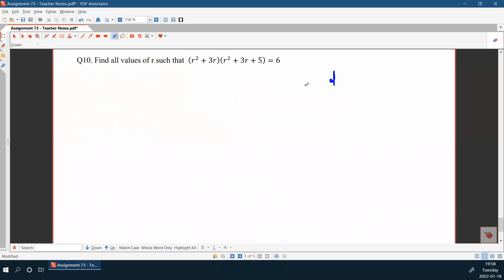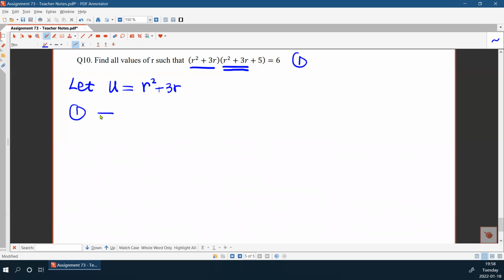Okay, so probably that will not work, right? And let's dig deeper into this problem. As we can see here, we have r squared plus 3r, and then r squared plus 3r happened twice in the second part of this equation, right? So we can let a letter denote this expression. For example, if we let u equal r squared plus 3r, what will happen in that case?